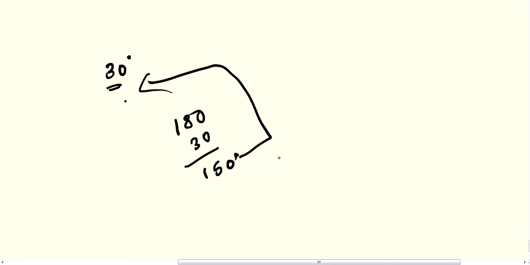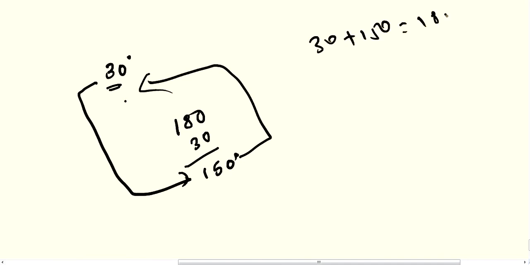Example: what will be the supplement of 30 degrees? Now it is asking for the supplement, so you have to subtract 30 degrees from 180 degrees, so 150 degrees. So 150 degrees will be the supplement of 30 degrees, and vice versa, 30 degrees will be the supplement of 150 degrees, because if you add 30 plus 150 you get 180, and if you add 150 plus 30 again you get 180.